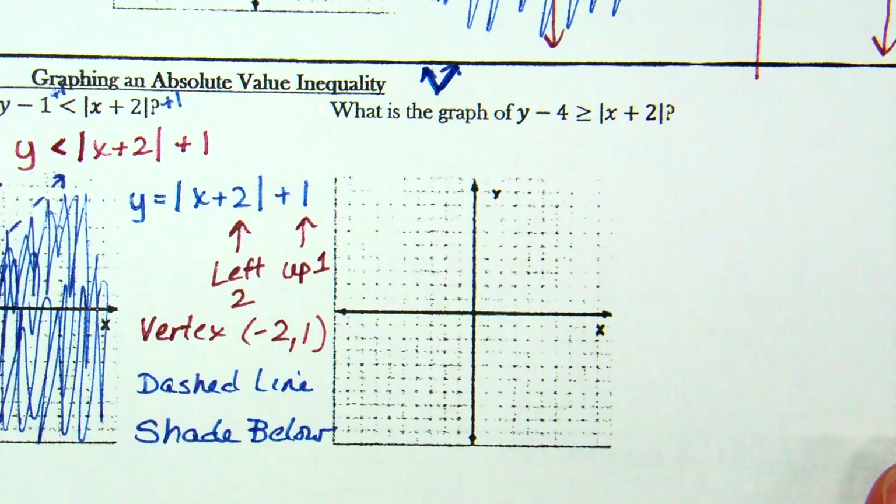Where am I moving this graph? 2 left, 4 up. I'm not getting involved in that fight. Okay, so if I go left 2, up 4, where does that put your vertex? -2, 4.